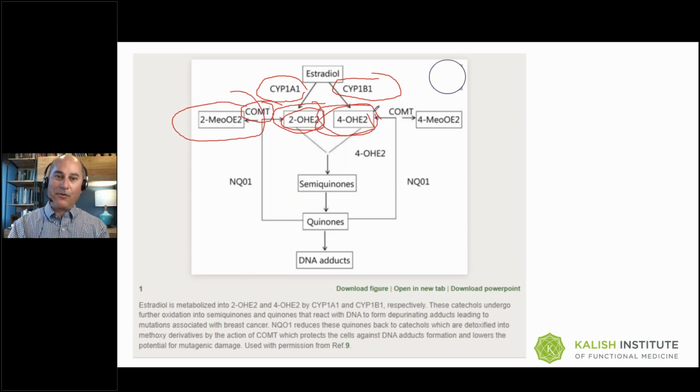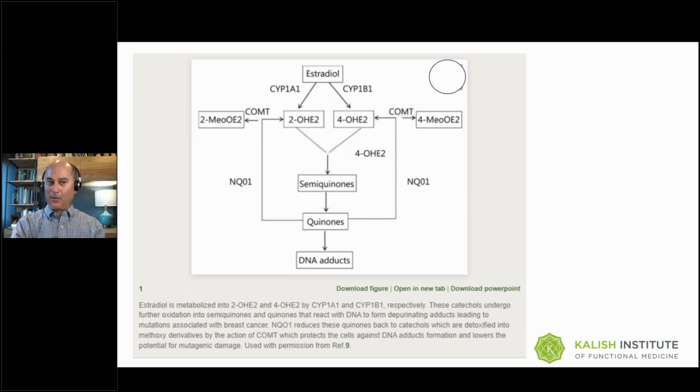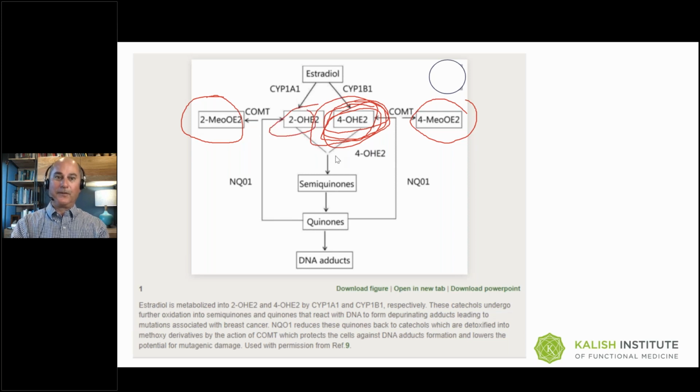And it's taking that 4-hydroxy, and there's our COMT again, and breaking it down to the 4-methoxy. And you want that to happen, right? You want this metabolism to go all the way out because these are the ones that are not dangerous out here. And the dangerous extra bad one is right here. And the good one is the 2. So that's your basic scenario.